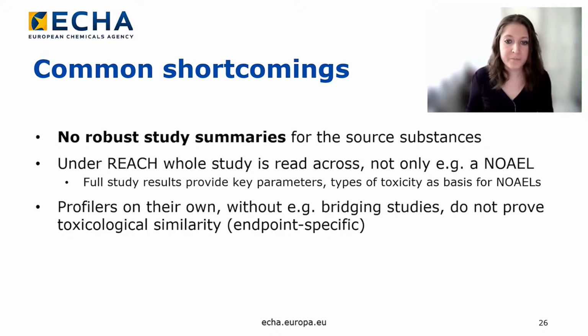As mentioned already, it is an issue if complete data sets in the form of robust study summaries are not provided for the source substances. As read-across predictions, we often see a calculated average of no observed adverse effect levels, NOELs, being read across. This is not good because firstly, the most conservative approach should apply. And secondly, in general, not only a NOEL should be read across, but the whole study. Details on the types of toxicity, target organs, and other key parameters are important to judge the hazard of the substances.